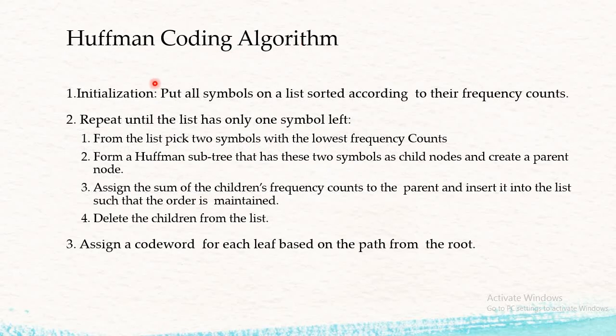Algorithm of Huffman coding: the first step is initialization. Put all symbols on a list sorted according to their frequency count or as per their probability count. Repeat until the last list has only one symbol left. So all these steps we have to repeat until only one symbol is left in the last column. The first step is, from the list pick two symbols with the lowest frequency counts to form a Huffman subtree.